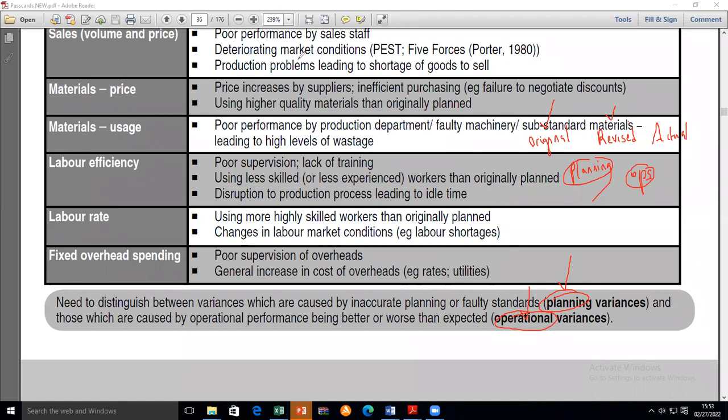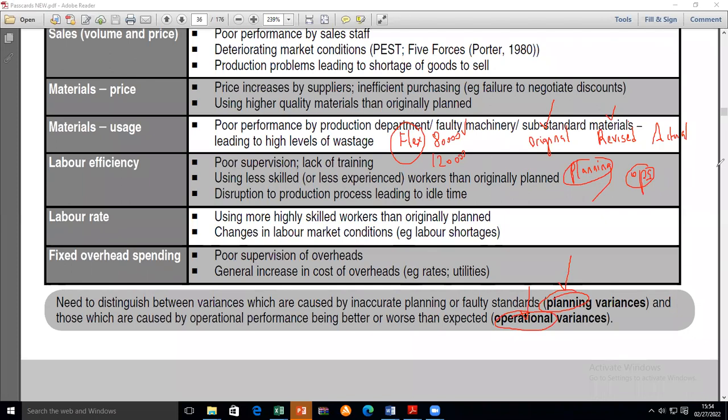Now, some of you may ask, what's the difference between a flexible budget and the planning and operations approach? We flex mainly because of activity. When we flex a budget, we do so because of changes in activity. The original activity was 80,000. The actual activity is 120,000. So we are flexing this budget.